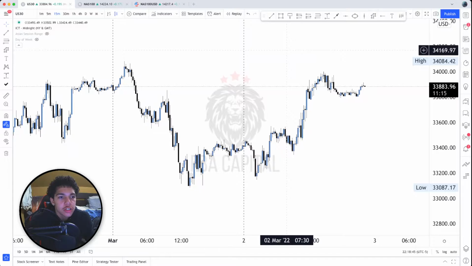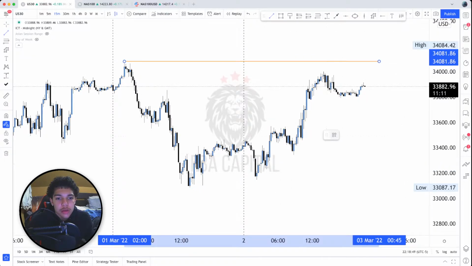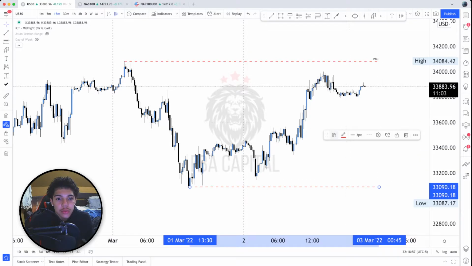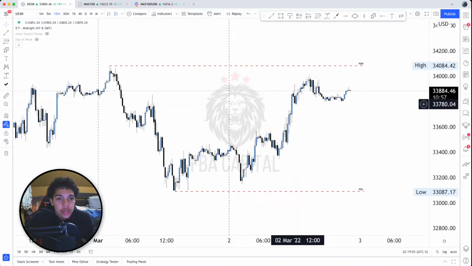So the first thing I'm going to start off by doing is marking up the previous day's high and the previous day's low. And as you guys can see, today was overall a bullish day. Even though I didn't really take any trades today, I had things to do in the morning. I took a little day off from the charts. That's not going to stop us from overall showing you what happens on a daily basis.